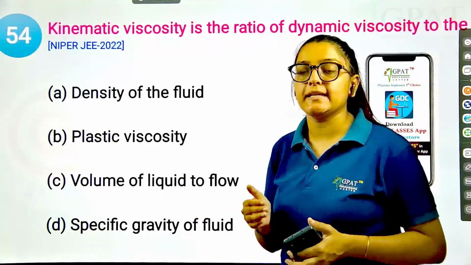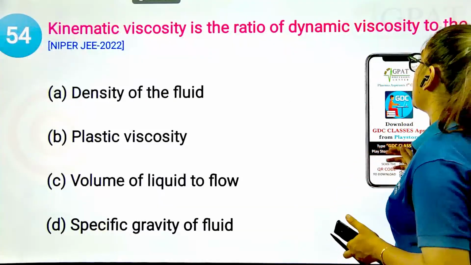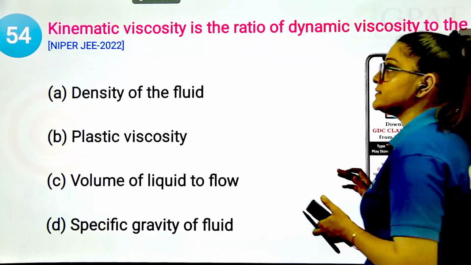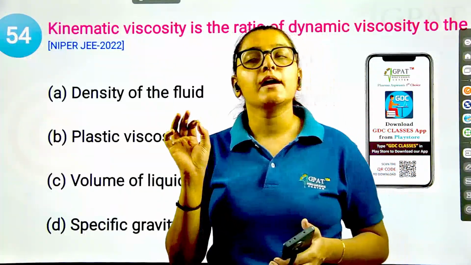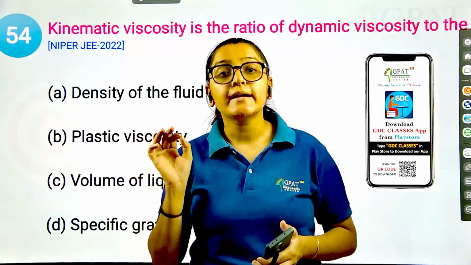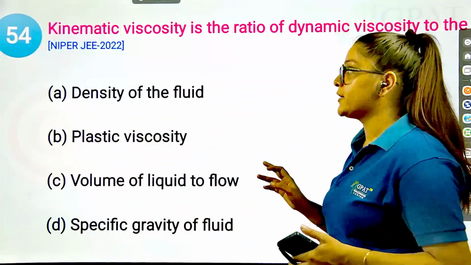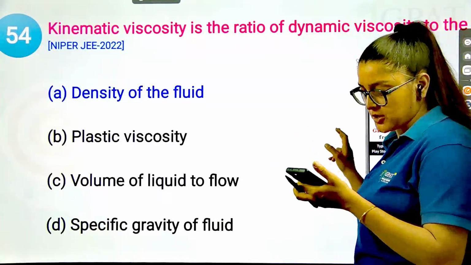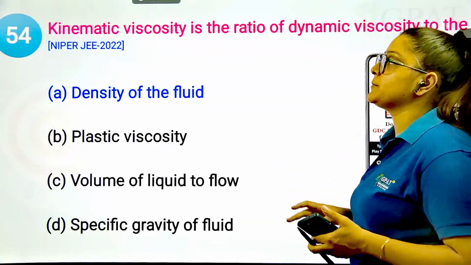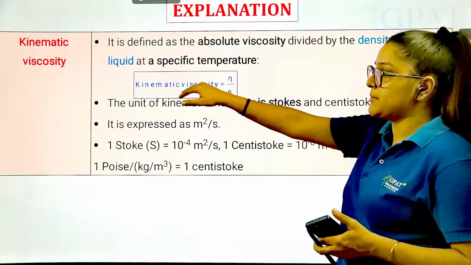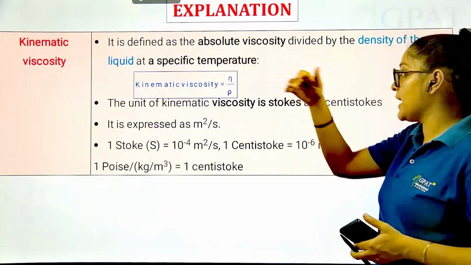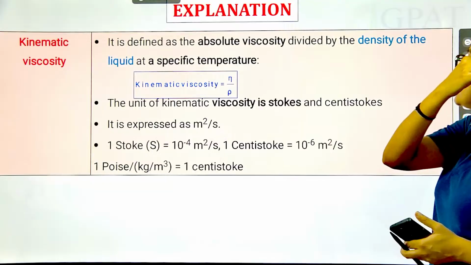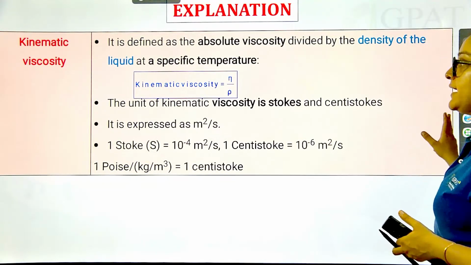Kinematic viscosity is the ratio of dynamic viscosity to the... it is a direct question. Kinematic viscosity is none other than the dynamic viscosity upon density of the liquid, right? So the correct answer will be option A. It is a direct statement based, formula based question. Kinematic viscosity is your dynamic viscosity upon your density.